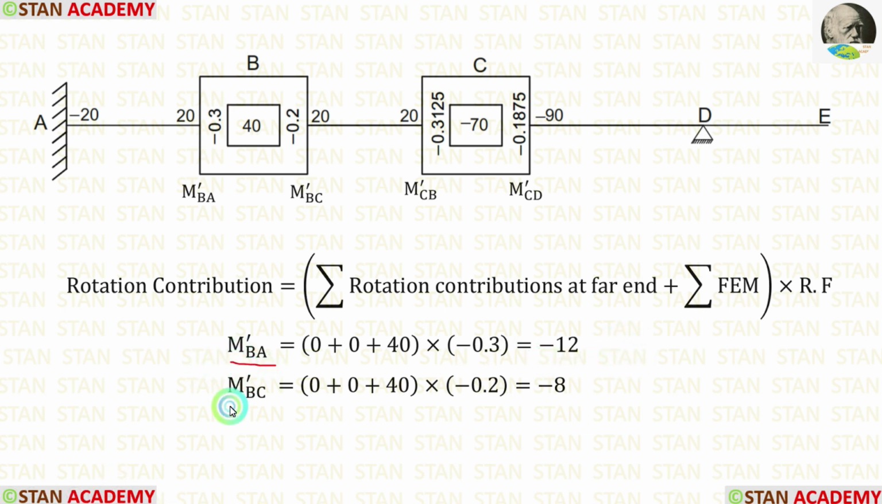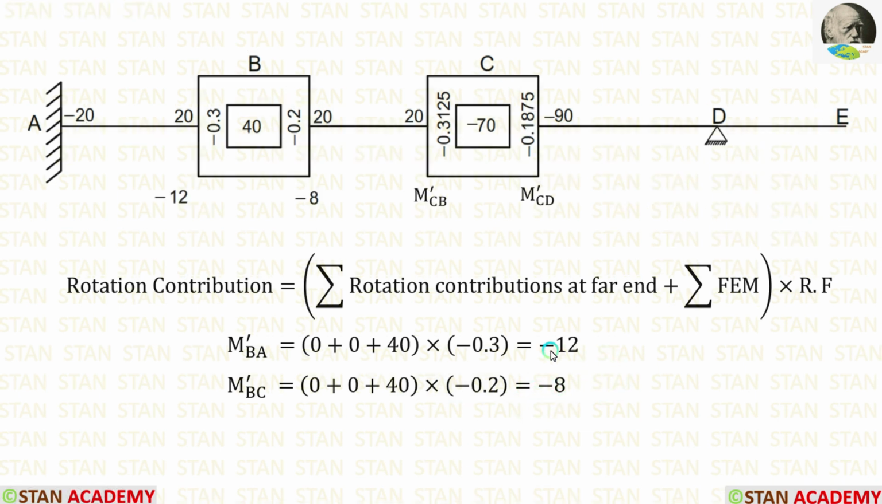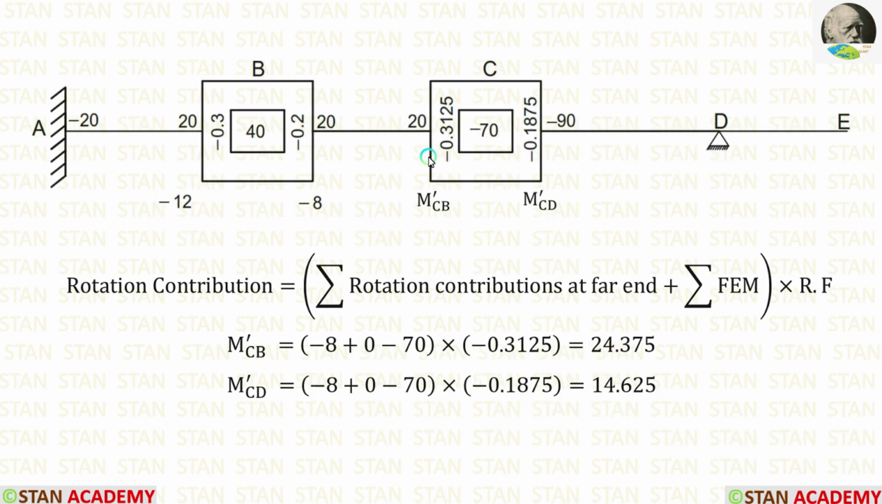We know that M-BA and M-BC will be having the same values except the rotation factor. The rotation factor for BC is minus 0.2. We can apply. Finally, we are getting minus 8. We can enter the value of M-BA here and M-BC here.